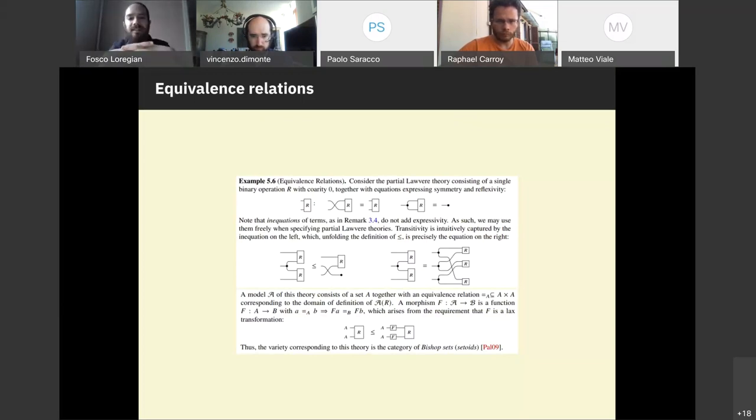As you can see, we can capture equivalence relations, because there is a partial Lawvere theory associated to equivalence relations on sets, and we can describe diagrammatically the requirements for the relation to be symmetric, reflexive, and transitive. You see very soon that the definition of model really requires that there are inequalities in the definition of morphism of models, just because I'm more familiar with the example for categories, but maybe I can come back to this later.